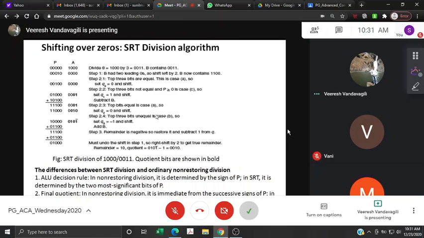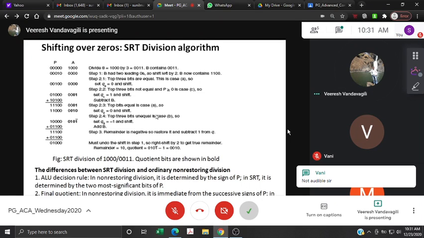The estimate of the quotient values is based upon the B values. Here is the difference between SRT division and ordinary non-restoring division. As I told you, both are similar, with a slight change.